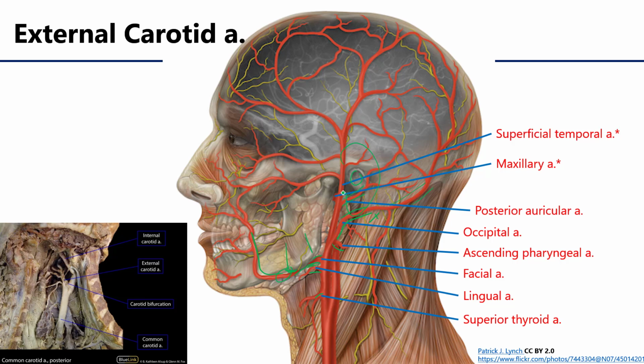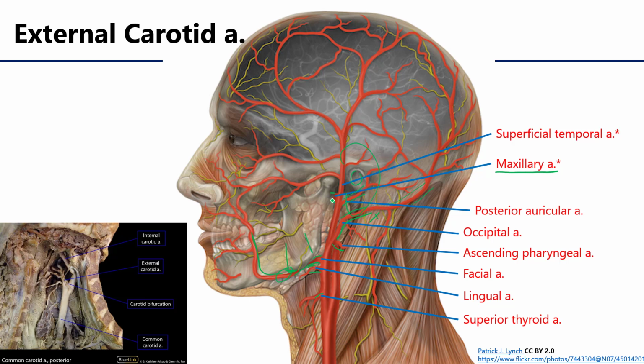And then we have two of the terminal branches of the external carotid artery, and one of these is going to be quite the star of a subsequent session. The maxillary artery. The maxillary artery is going to dive deep posterior to the mandible there, and it's going to be the principal blood supply to the deep face and infratemporal fossa.